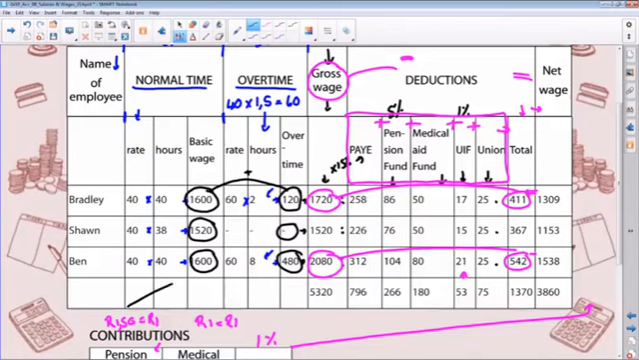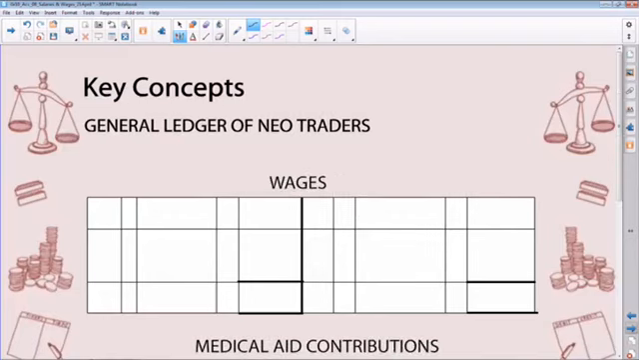Now, as you can see, I did not add up your normal time or your overtime because my key amount here is your gross wage. I want the gross wage, so we'll take the gross wage to my nominal section, and that will be also your wages T account. So let's go to your wages T account. Now, a way to write it in is we can say February 28, and we can say gross wage, or we can say sundry accounts. Why can we use it as sundry accounts? Because sundry accounts means different accounts, a lot of different accounts.